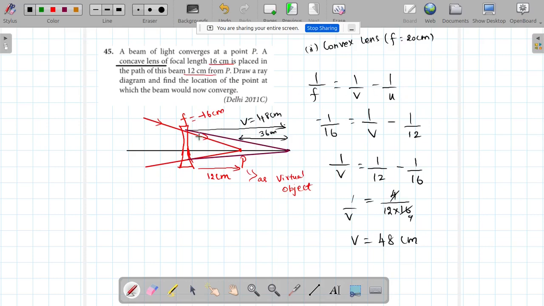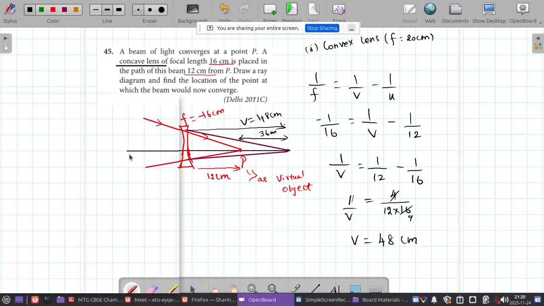Again, we have to apply the same. Before finding the value, we don't know exactly where it is converging. So first find the value and complete the diagram. That's all. Okay, so next we'll go for another one.